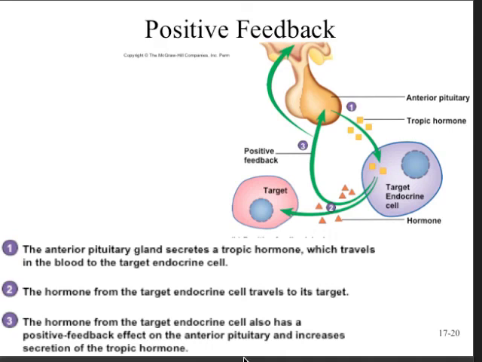Okay, here we give an example with the anterior pituitary secreting a trophic hormone. It travels in the blood to the target endocrine cell. The hormone from the target endocrine cell hits its target. The hormone from the target endocrine cell also has a positive feedback relationship with the anterior pituitary, causing more production of that initial secretion. And this is the exception more than the rule. And the reason for that is that it doesn't tend to maintain homeostasis when you deviate the body's conditions further away from normal as a result of increasing production of the hormone and its action on its target.